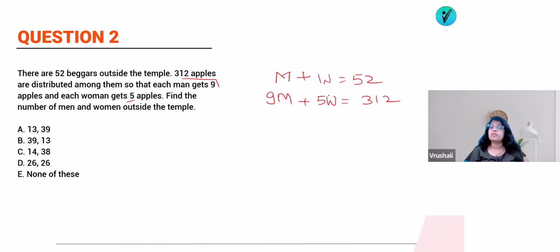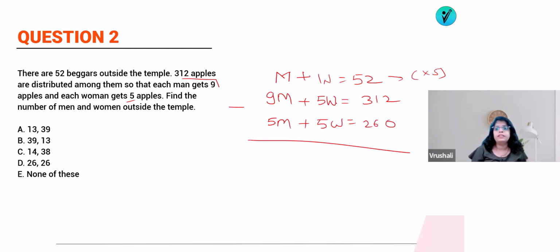If we solve these two equations as simultaneous equations, we will multiply the first equation with 5. So it will become 5m plus 5w is equal to 5 times 52, which is 260. If I subtract it, 5w will get cancelled. 9 minus 5, 4m is equal to 312 minus 260, that means 52. So number of men will be equal to 13.